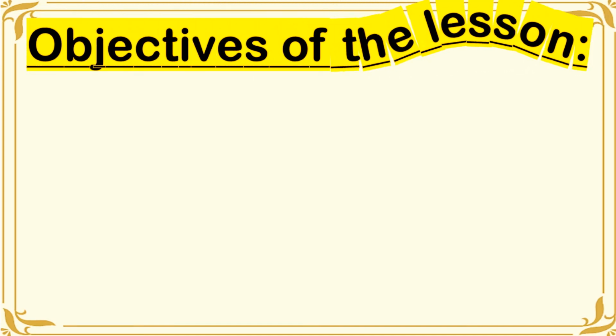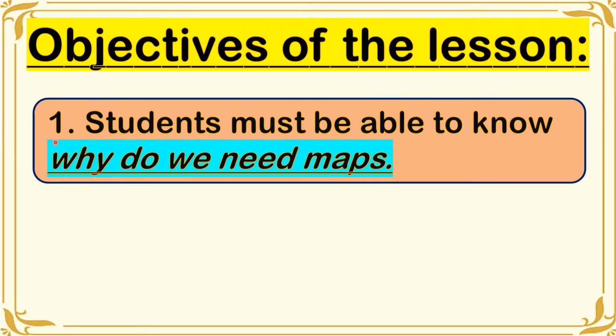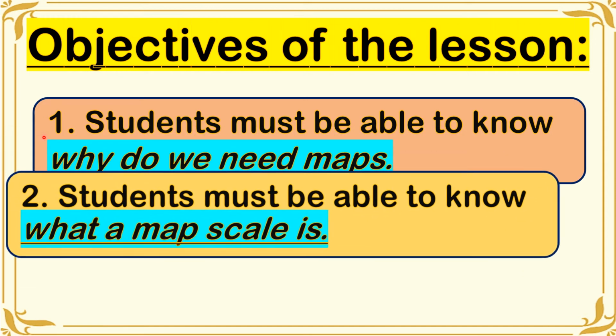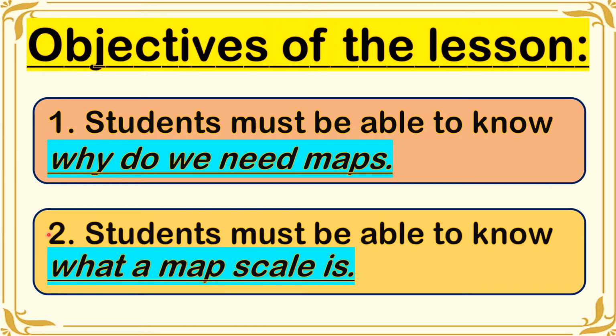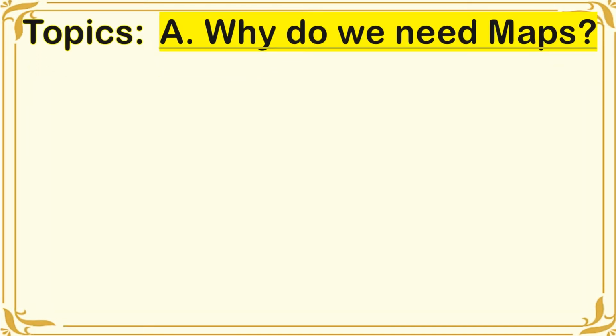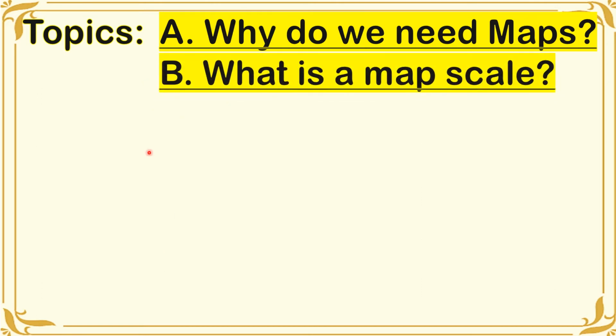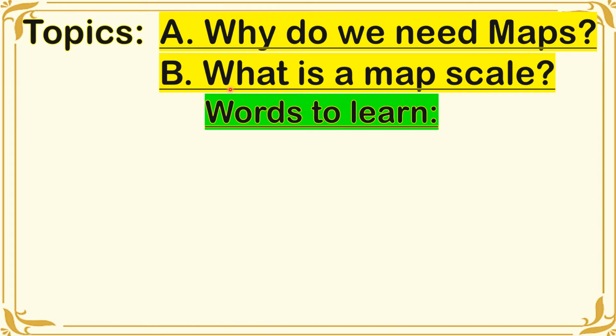So class, for the objectives of the lesson, students must be able to know why we need maps, and students must be able to know what a map scale is. In here, class, we are going to study the importance of maps, and I expect that at the end of the lesson you already know the importance of maps and, of course, what a map scale is and the two types of map scales. The topics that we have are the following. Letter A, why do we need maps? And letter B, what is a map scale? And these are the vocabulary words that we will be encountering in our next slides.